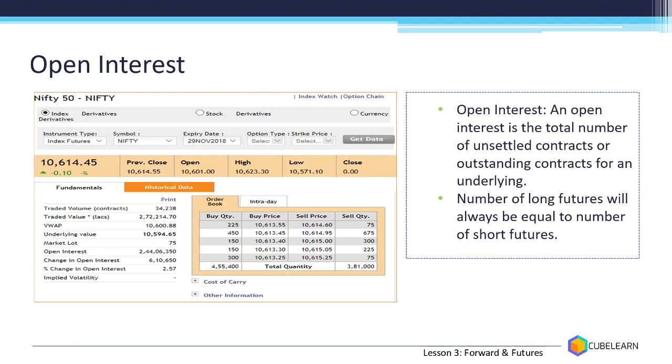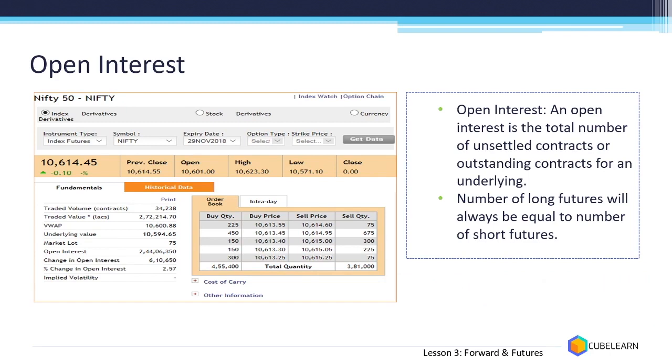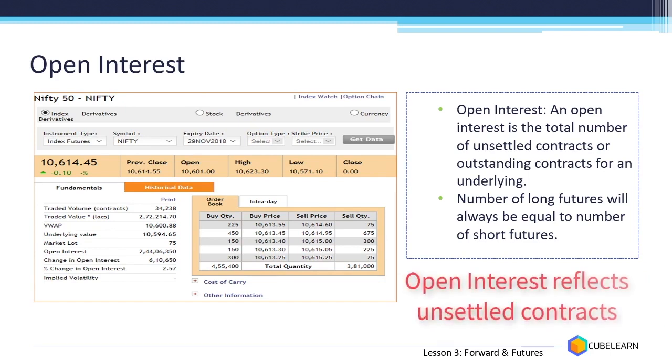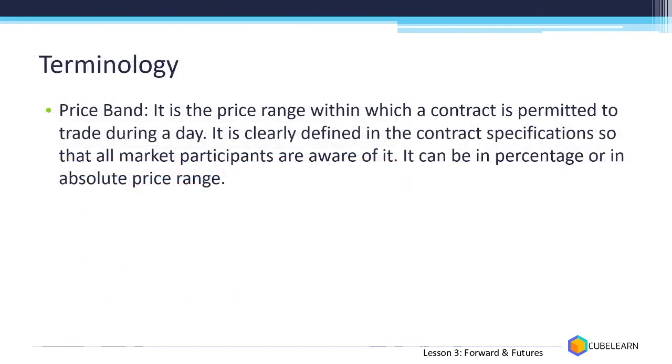It should not be confused with trading volume. Trading volume refers to total buy and sell activity, whereas open interest represents only the unsettled contracts of the underlying. Price band is defined in the contract specifications. It is either defined in percentage or in absolute terms.